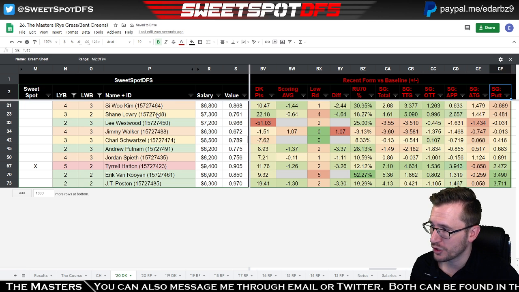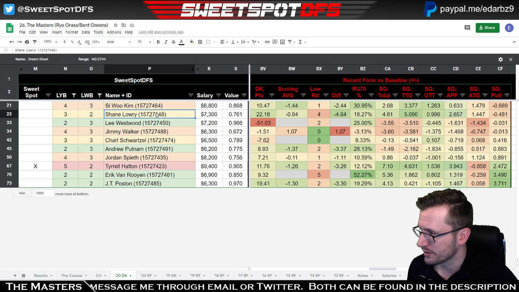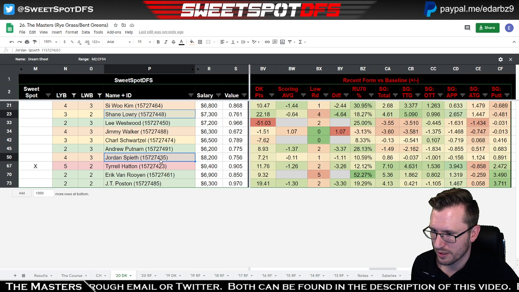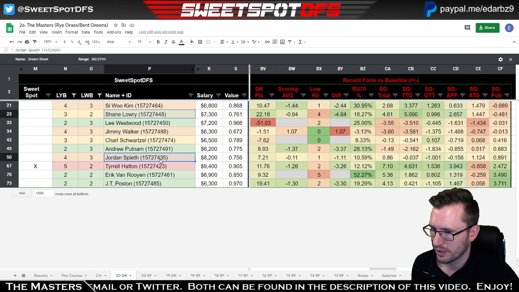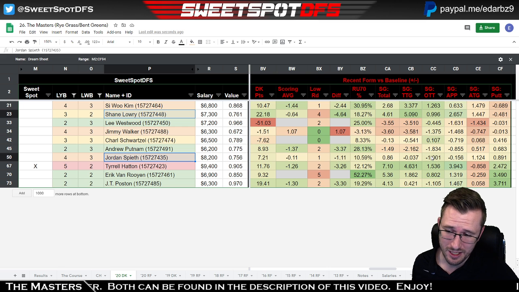So Siwoo Kim, Shane Lowry. I really like Shane Lowry, and this has already sold me on it. I didn't even see this. You can see Jordan Spieth is here, so he's obviously putting a little bit better, but off the tee is in the negative.